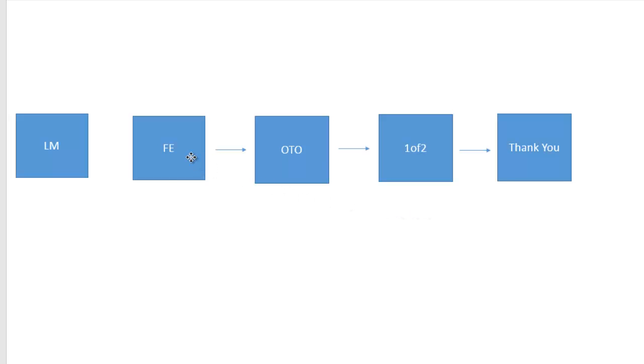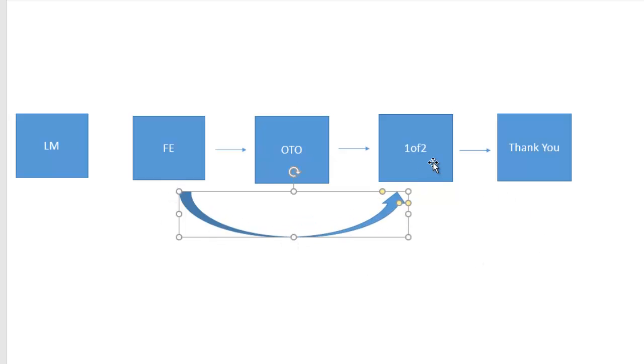Now let's say they bought the front end but they didn't buy the OTO. Okay, so what happens here is, on the OTO page, there's going to be a no thank you link, which is going to say no thank you, I don't want to buy the OTO, just give me my front end version. So they're going to skip the OTO. They'll still see the OTO, they're just going to skip it, and they're going to be sent over to 1 of 2. They're going to add their opt-in email, and they're going to be sent over to the thank you page.